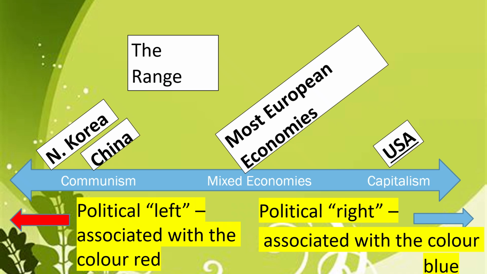Also, in terms of colors, red is usually associated with the left, particularly with communists, who are sometimes called reds, and blue is associated with the right. I have to say that in America, this is opposite. Reds are Republicans and blues are Democrats.